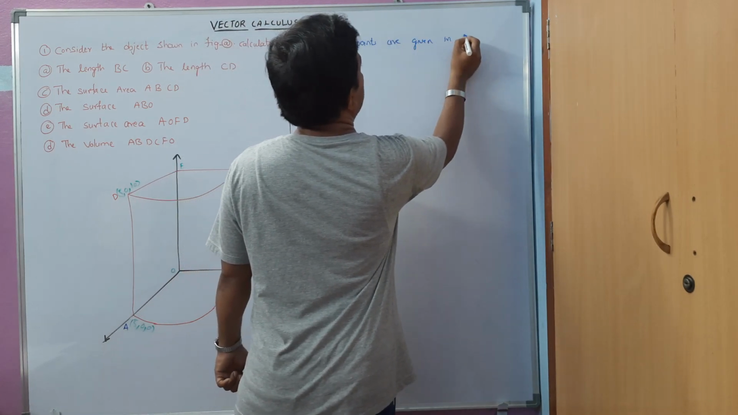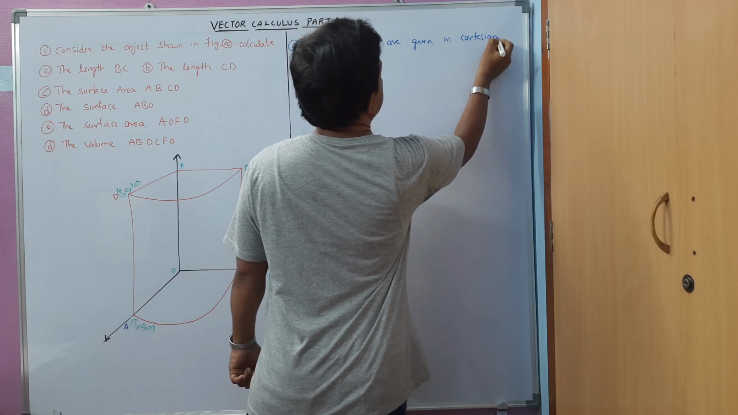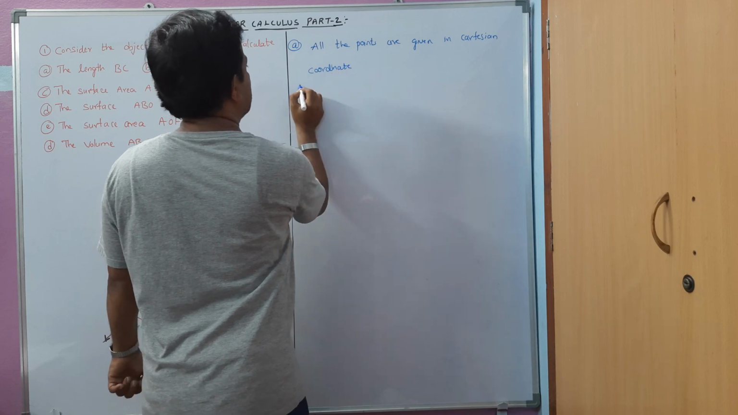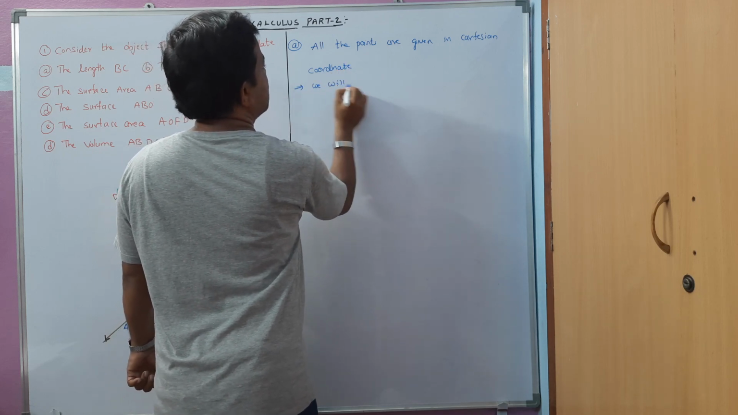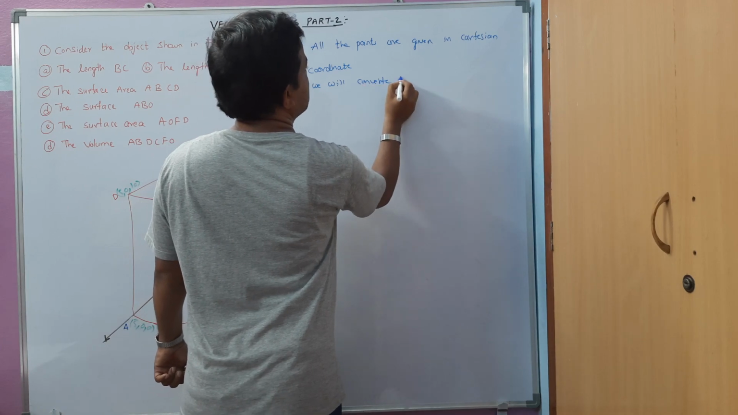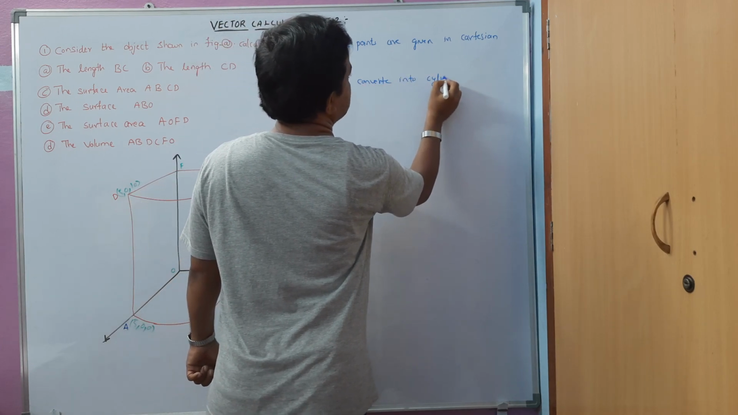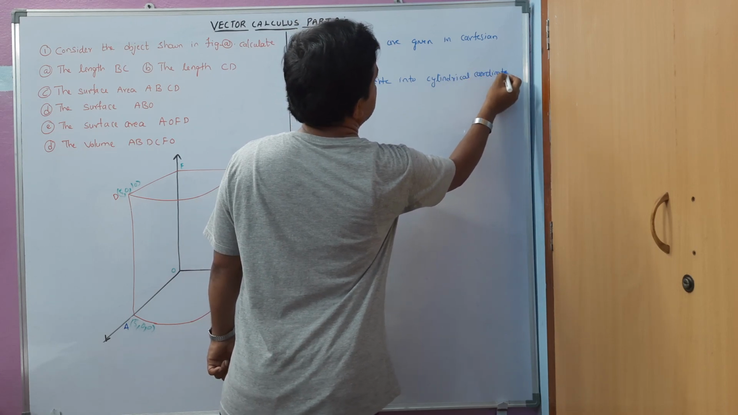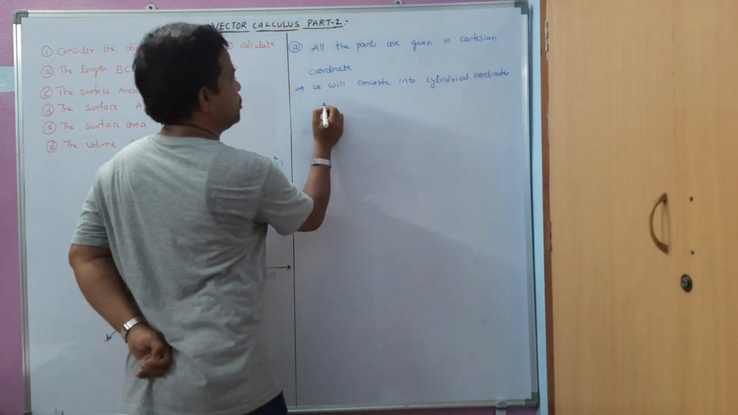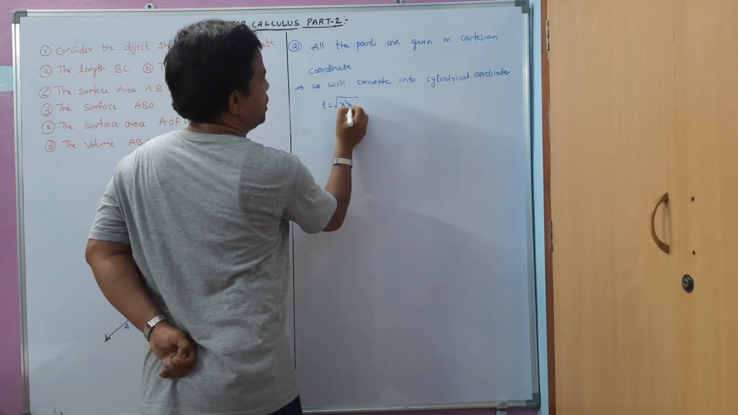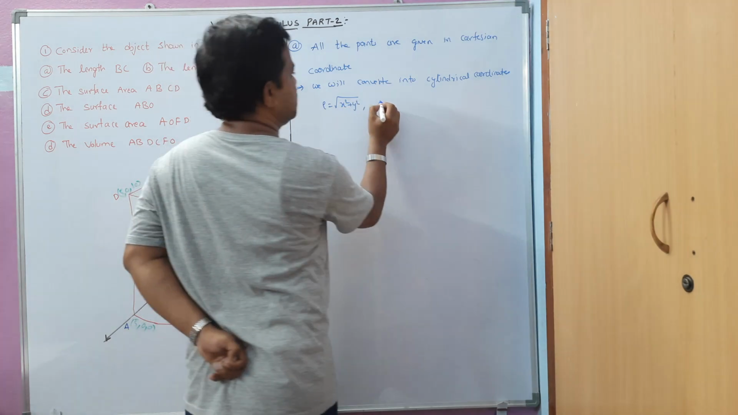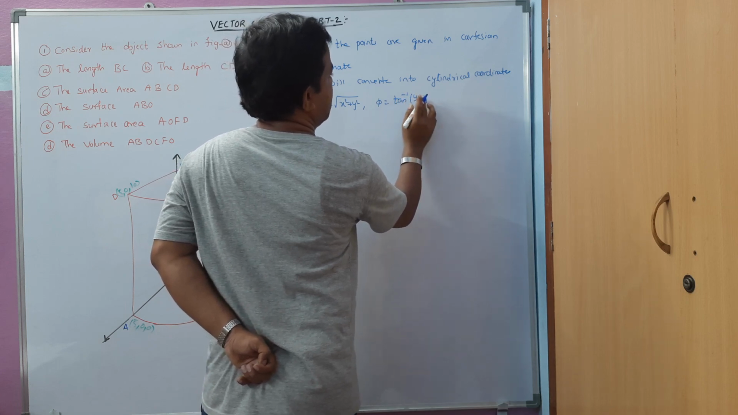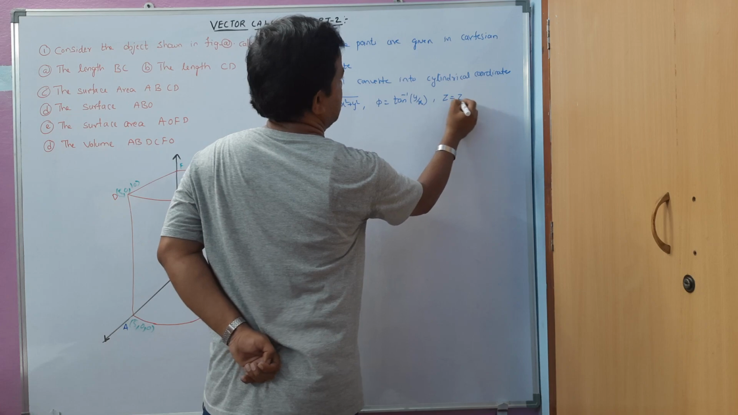All the points here are given in Cartesian coordinates, so we will convert them into cylindrical coordinates. The relations are, we know that rho is equal to the square root of x square plus y square, phi is equal to tan inverse of y by x, and z is equal to z.